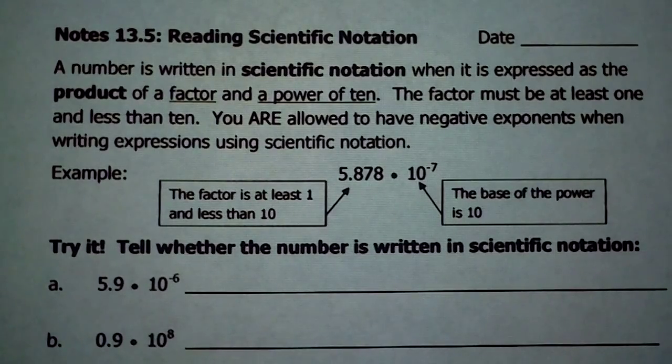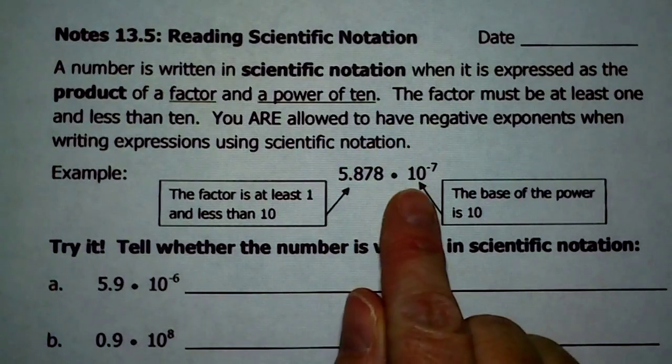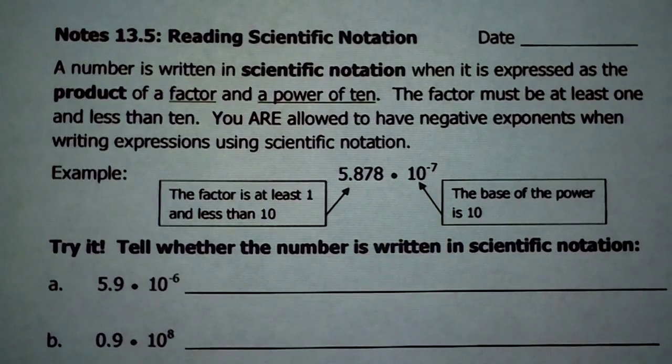All right, maybe you're thinking, what does scientific notation have to do with exponents? Well, if you look at the expressions there, you can kind of see everything is being multiplied by a power of 10 here. So a number is written in scientific notation when it is expressed as the product, so a multiplication problem, of a factor and a power of 10. A factor is just a number that you multiply, and a power of 10 means that in your expression it's a power, the base is 10.